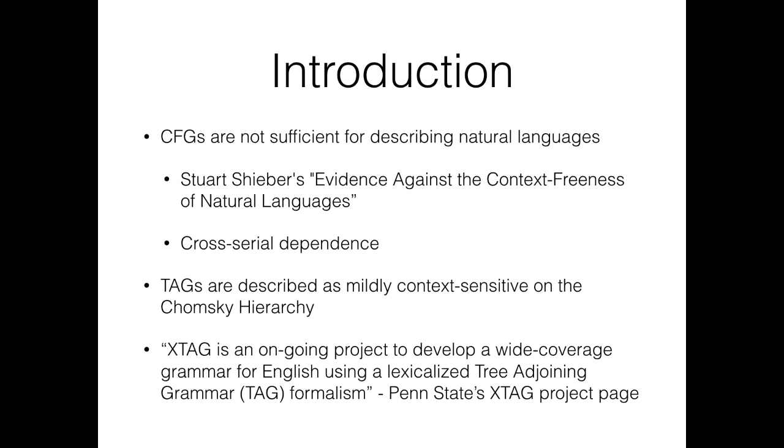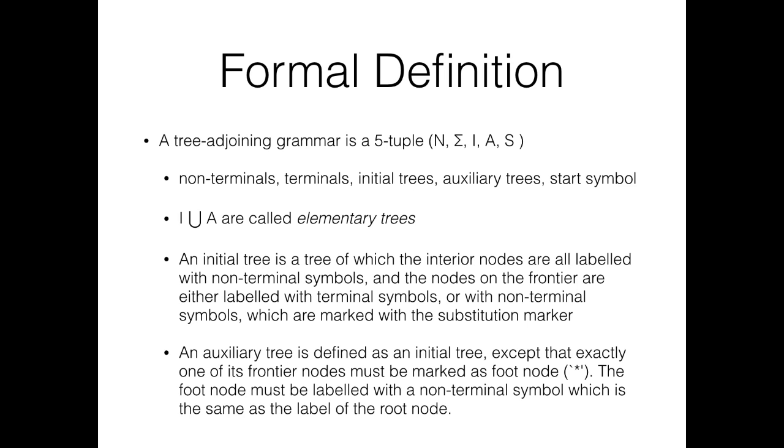Since that paper, there have been attempts at modeling natural language not with a context-free grammar, but with a context-sensitive grammar. And the tree adjoining grammar is an example of a context-sensitive grammar. So how are tree adjoining grammars formally defined? A tree adjoining grammar is defined by a five-tuple consisting of non-terminals, terminals, initial trees, auxiliary trees, and a start symbol.